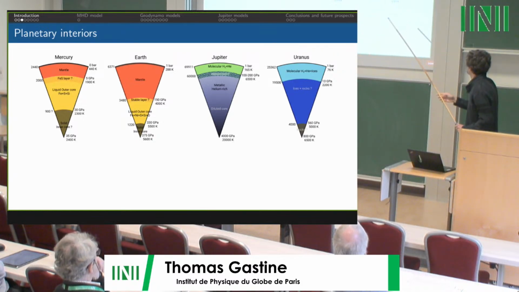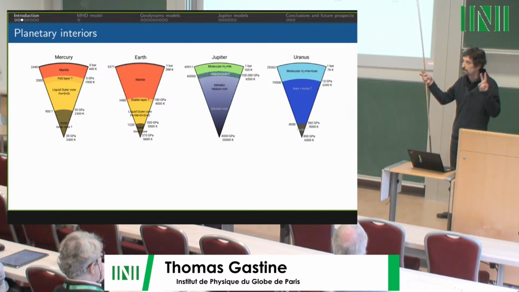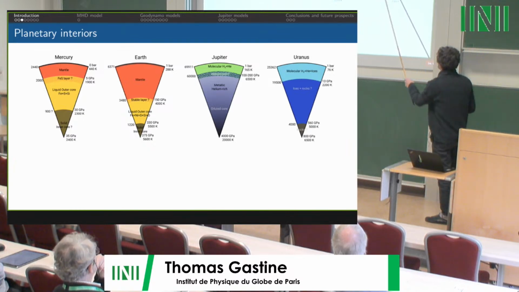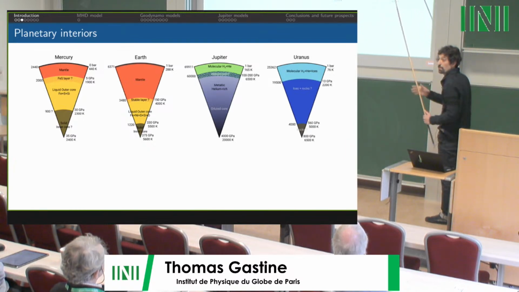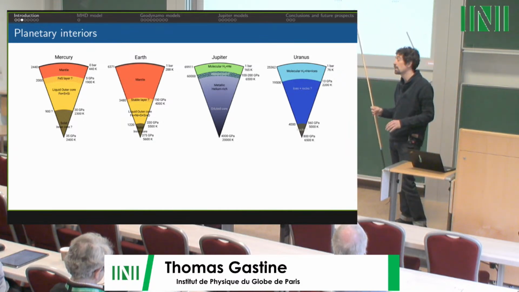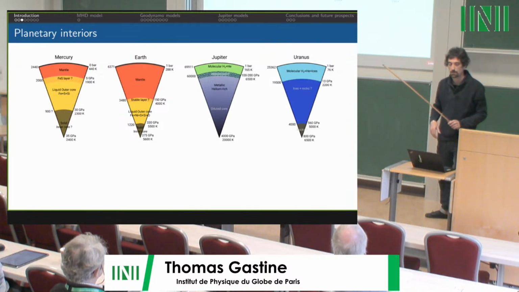For the ice planets, little is known because of the lack of gravity data, but again, the standard model, I would say, assumes a layered system where you would have a molecular envelope and then a phase transition of water towards the ionic and superionic phase that could be able to sustain the magnetic field of these planets.